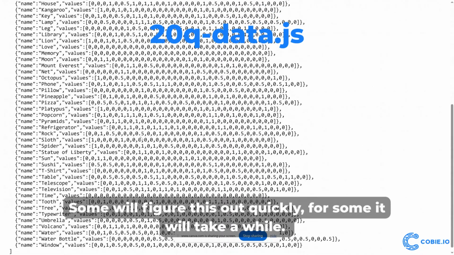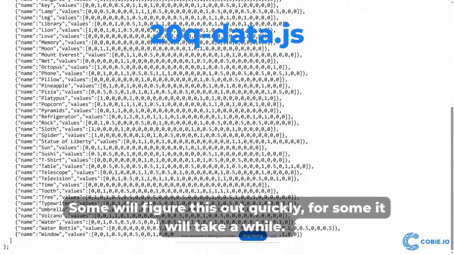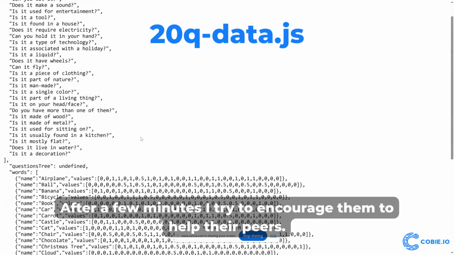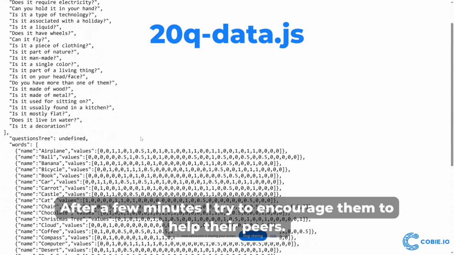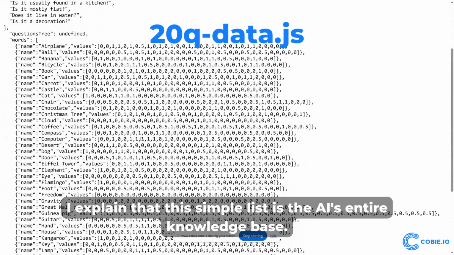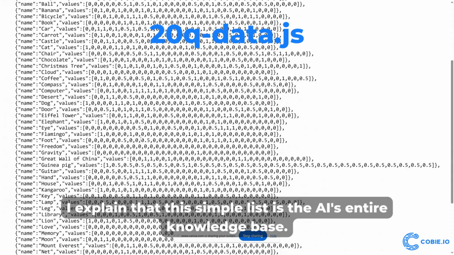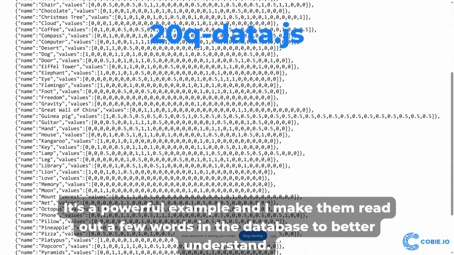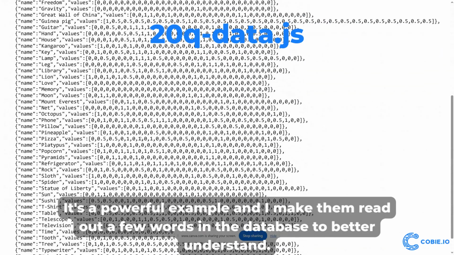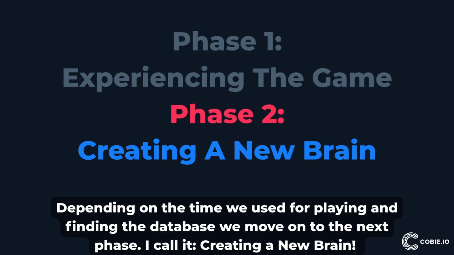Some will figure this out quickly, for some it will take a while. After a few minutes, I try to encourage them to help their peers. I explain that this simple list is the AI's entire knowledge base. It's a powerful example, and I make them read out a few words in the database to better understand. Depending on the time we used for playing and finding the database, we move on to the next phase.